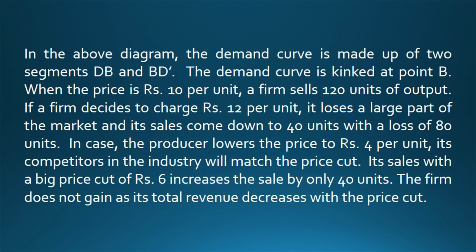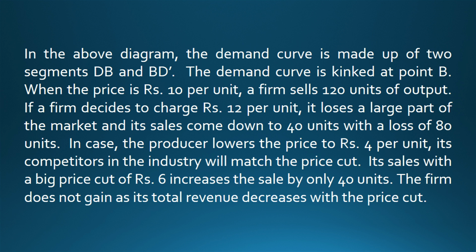In the above diagram, the demand curve is made up of two segments, DB and BD'. The demand curve is kinked at point B when the price is 10 rupees per unit. A firm sells 120 units of output. If a firm decides to charge 12 rupees per unit, it loses a large part of the market and its sales come down to 40 units, with a loss of 80 units.